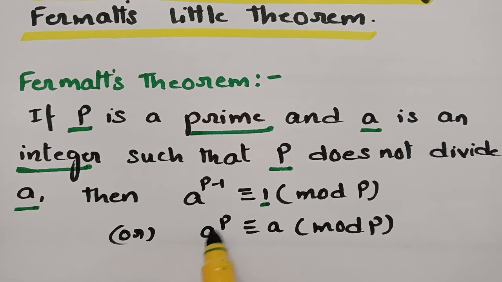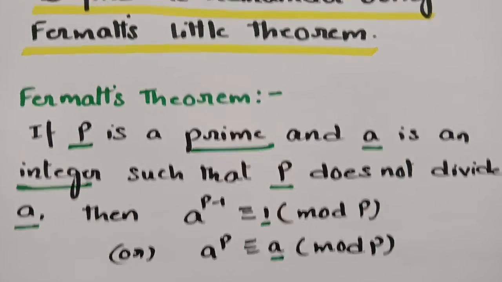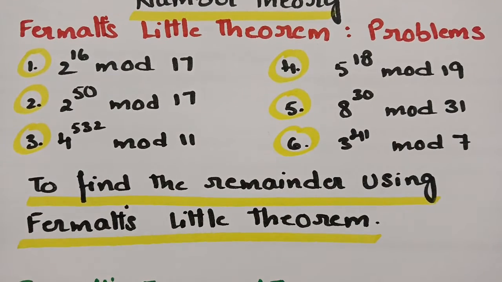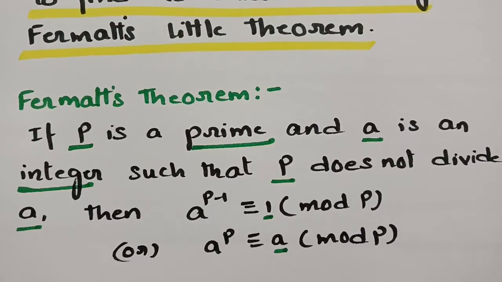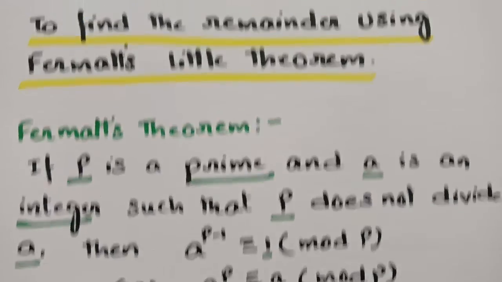Or else, a power p is congruent to a mod p. So here if p divides a, the remainder is a. According to Fermat's theorem, it will be very easy. Whichever very big number it is, the remainder is obtained using this formula, and we have to use this formula to get the remainder for each of the following questions.